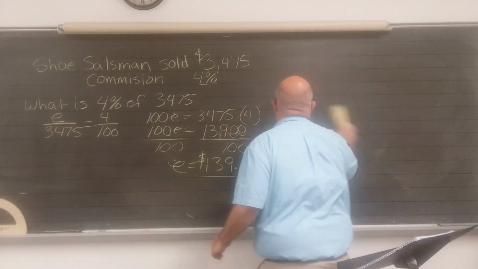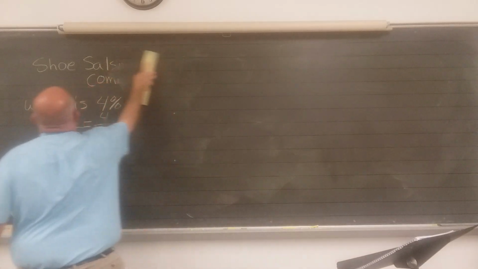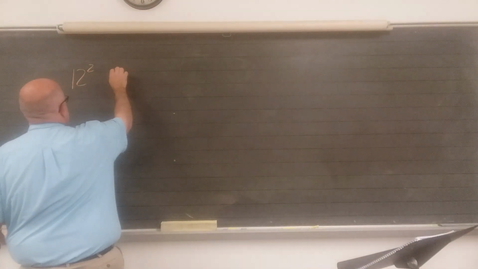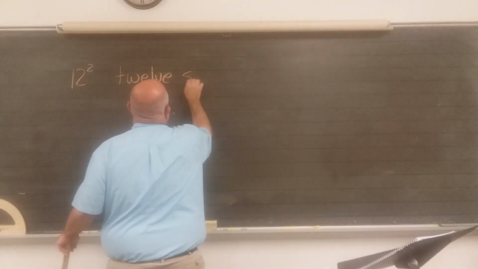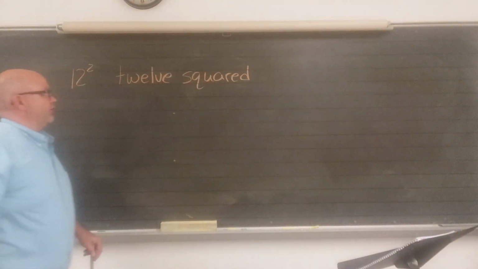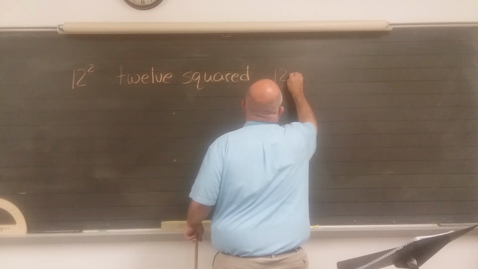Square roots and squares. So I'm just going to write a couple things on here. This means 12, this is how you say it, 12 squared. Right? 12 with a little 2 means 12 squared. That means 12 times 12.